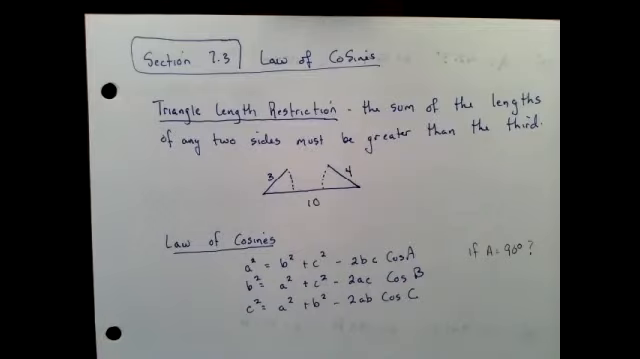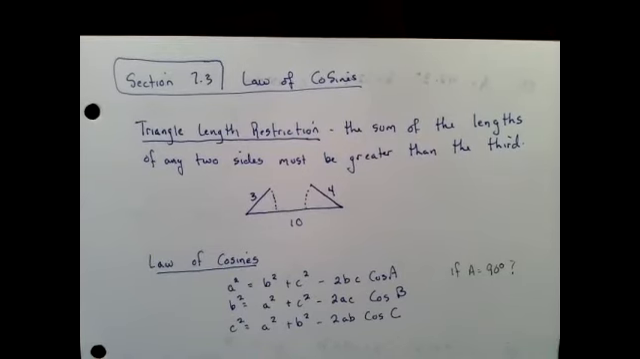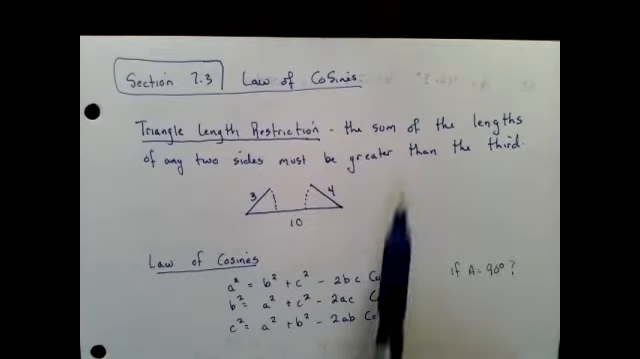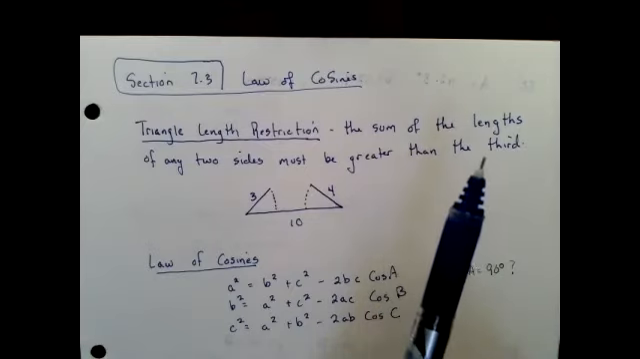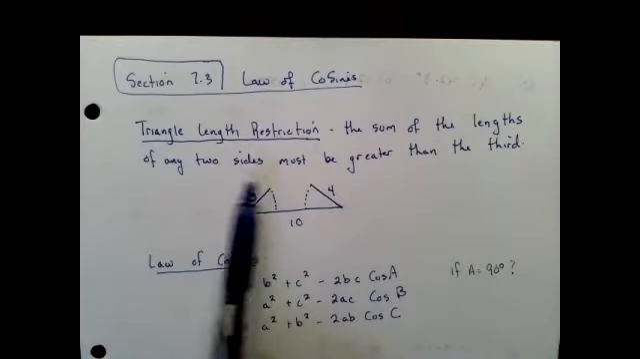Today, we're going to start with another fact to put in our inventory. And that fact is the triangle length restriction. And once I say it, all of you are going to go, yeah, that kind of makes sense. And that is, any two sides, if I take them and add them together, they must be greater than the third side. And if you look at the little drawing here, it kind of makes sense.